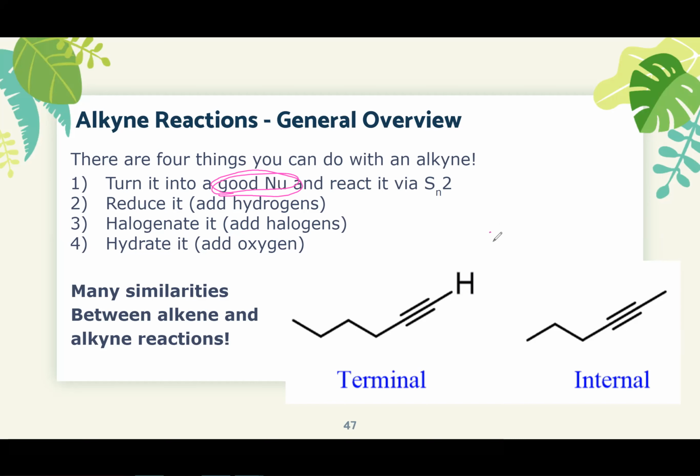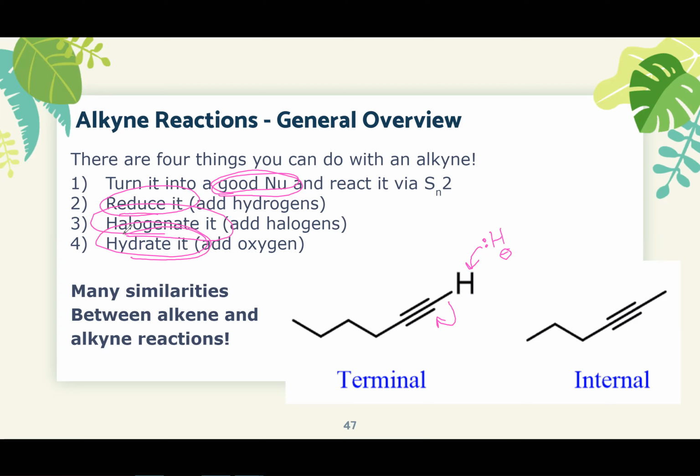We know that we can add some sort of a good base like a hydride reagent and deprotonate a terminal alkyne, and this will allow us to generate an organometallic. Other things that we can do with alkynes is we can reduce alkynes by adding hydrogens, halogenate alkynes by adding halogens, and hydrate alkynes by adding oxygens.